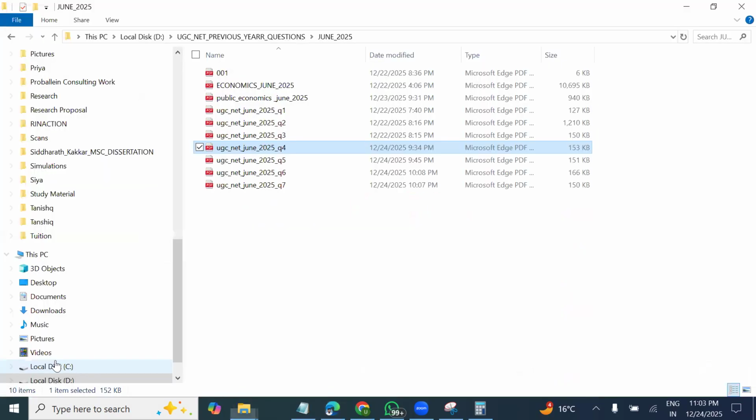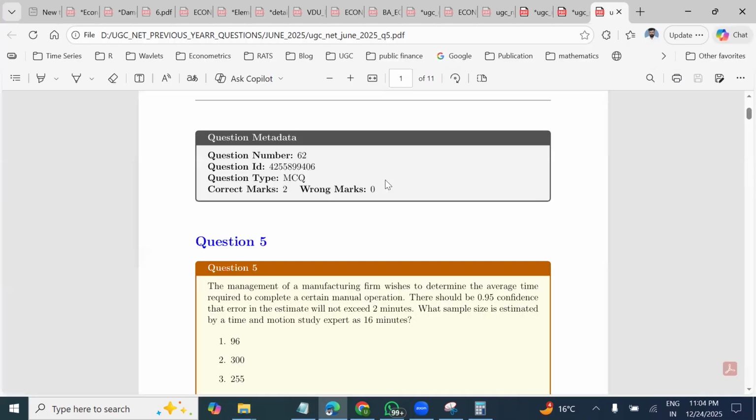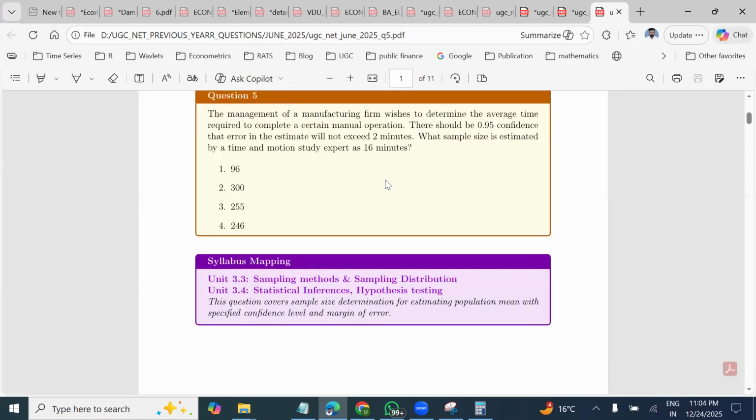So we will go to the next question. This is question number 4 we have discussed, right? Then we will go to the next question. This one is easier. I think this is coming from the sampling methods and sampling distribution section. This question was a little tough. Just read this question.